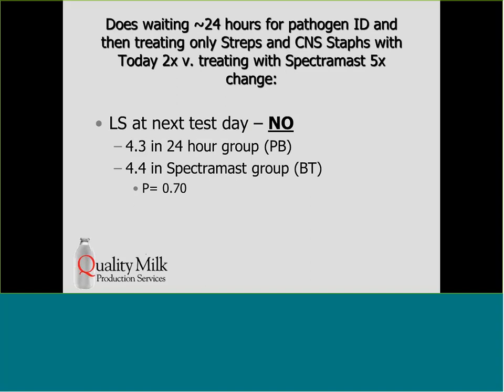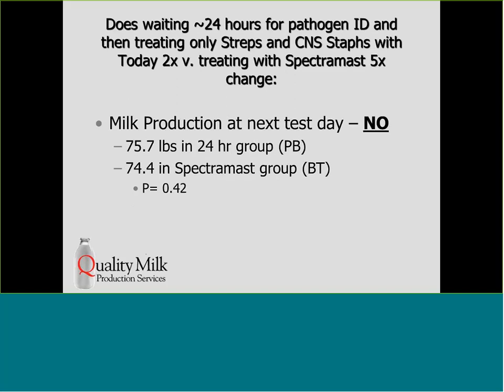Just waiting 24 hours for pathogen ID and treating only streps and staphs with Today, versus treating immediately with Spectramast, did it change linear score at next test day? Punchline is no, virtually the same. 4.3 in the pathogen-based group and 4.4 in the blanket therapy group. So far, it hasn't changed length of clinical signs or somatic cell count.